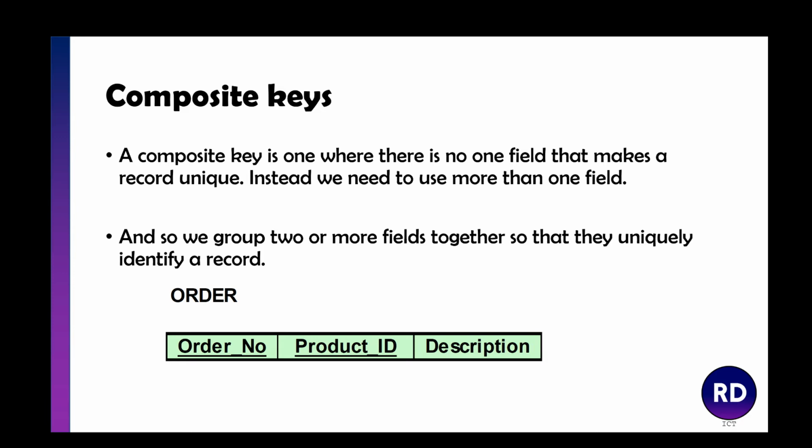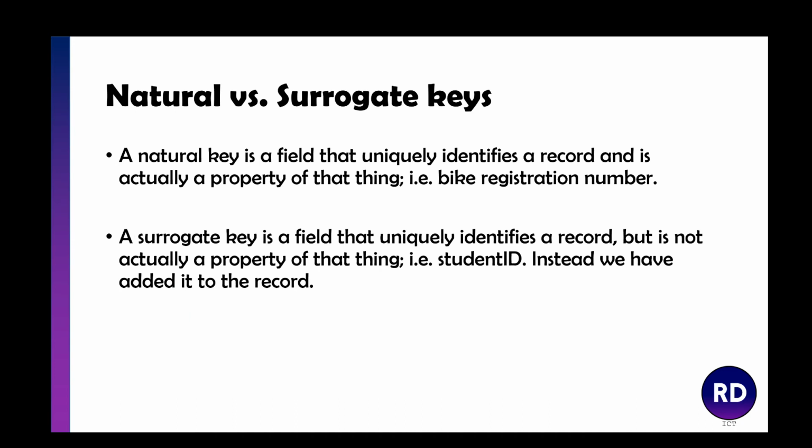So this is for a particular order. You've got the order number, you've got the product and a description. All those 3 combined together should make a unique record. Then you've got a natural versus a surrogate key. A natural key is a field that uniquely identifies a record and is actually a property of that thing. So your registration number for your motorbike or whatever. A surrogate key is a key field that identifies a record, but it's not actually a real or proper thing. So we have to add it to the record.